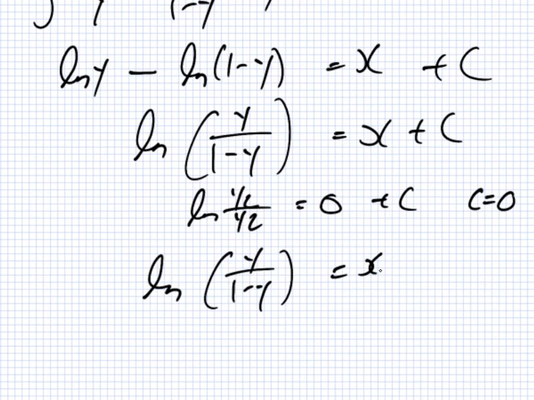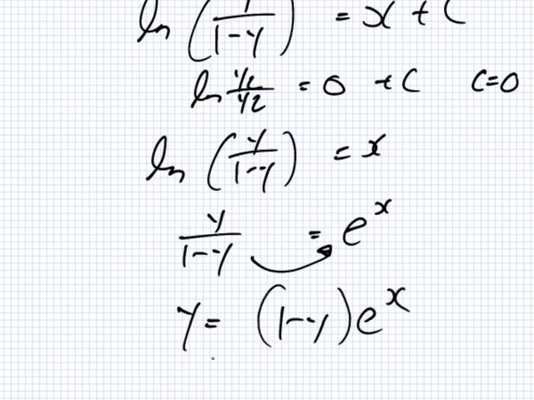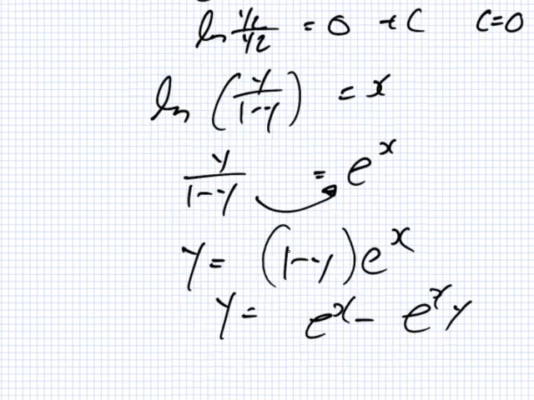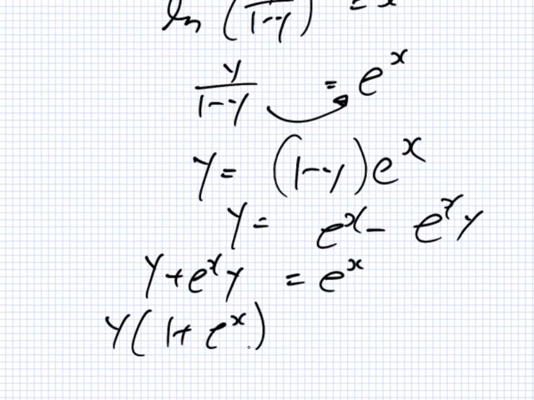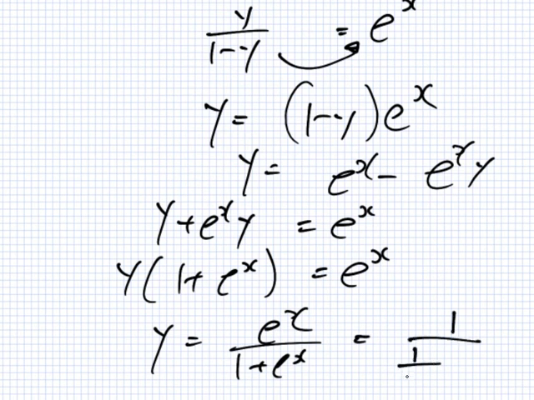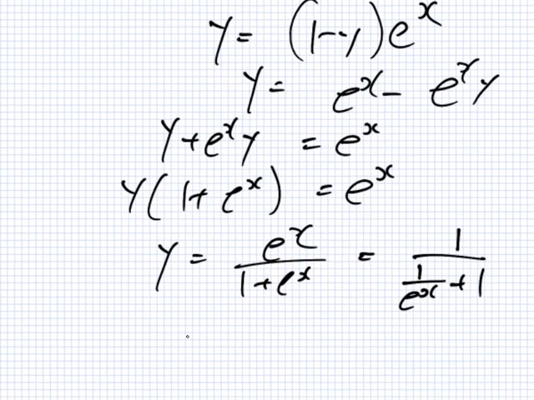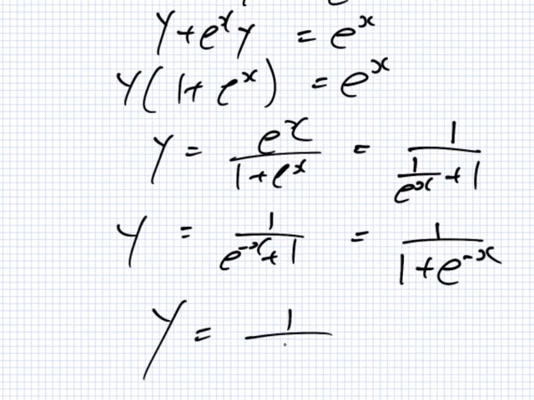So what should I do next? Bring this up. So I get y equals (1 minus y) e^x. So y equals e^x minus e^x y. So y plus e^x y equals e^x. So y(1 plus e^x) equals e^x. So y equals e^x over (1 plus e^x). I'll divide everything by e^x, so that's 1 over (1 plus 1 over e^x), which is 1 over (1 plus e^(-x)). So the answer is y equals 1 over (1 plus e^(-x)).